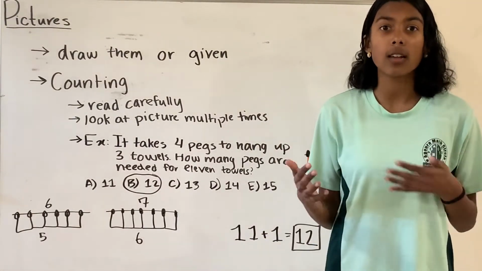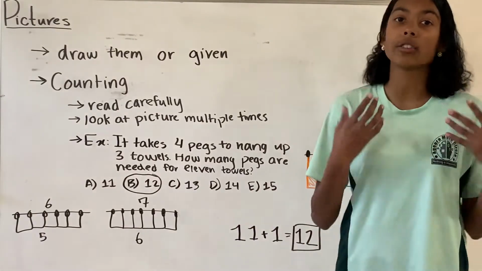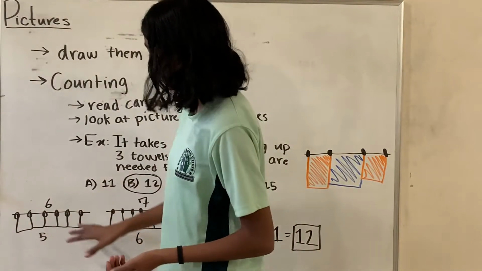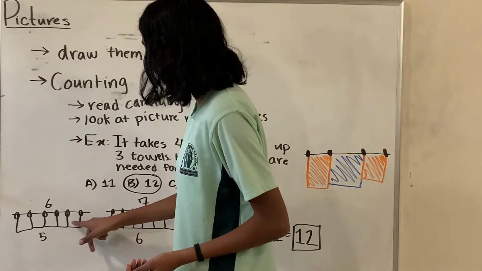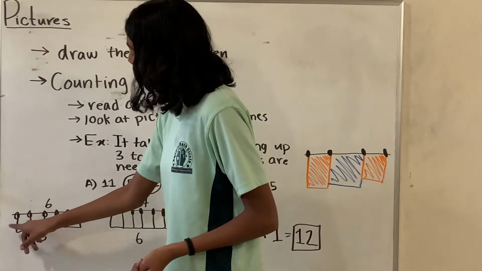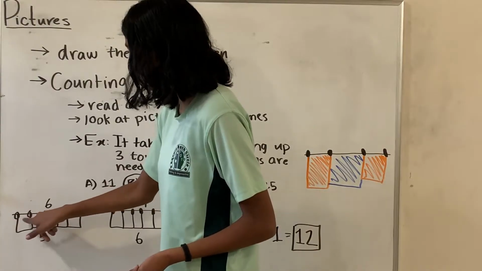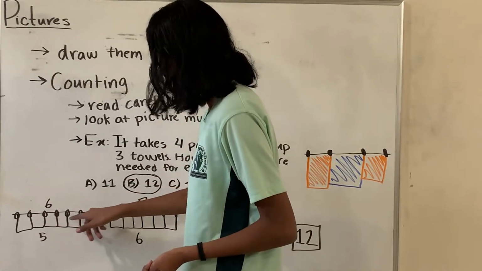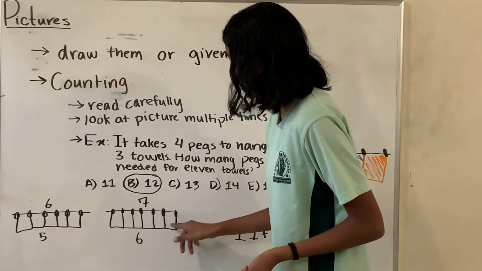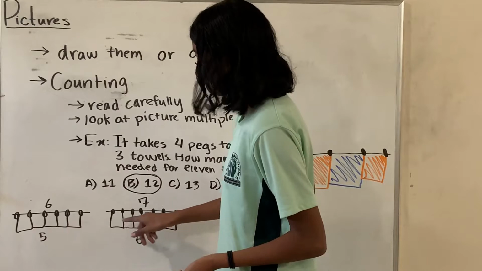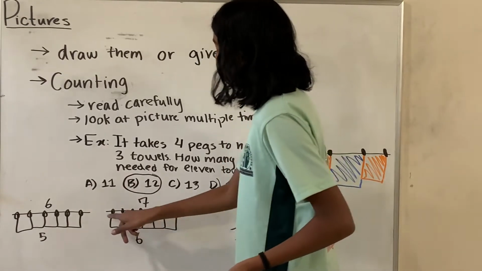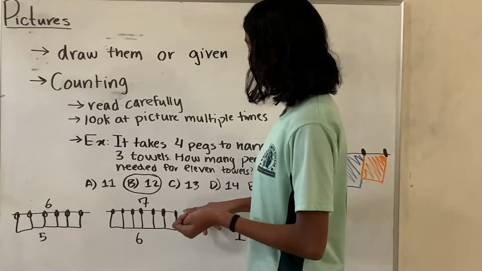So we're going to try drawing some other pictures of hanging towels up to see if we can find a pattern. In this case, we have 1, 2, 3, 4, 5 towels, and 1, 2, 3, 4, 5, 6 pegs. Notice how there's 1 peg here and then 1 between each towel, and then 1 at the end. And then if we have 1, 2, 3, 4, 5, 6 towels, there's 1, 2, 3, 4, 5, 6, 7 pegs. 1 at the beginning, 1 between each towel, and then 1 at the end.